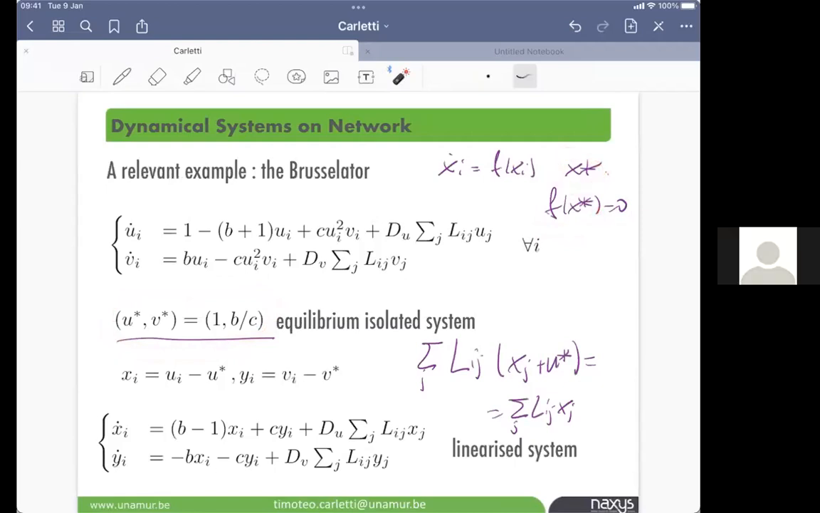Okay, but I agree with you. Nice. All right. And the Brusselator can have both, can have a stable or time varying solution. Okay, makes sense. Okay. Thank you.